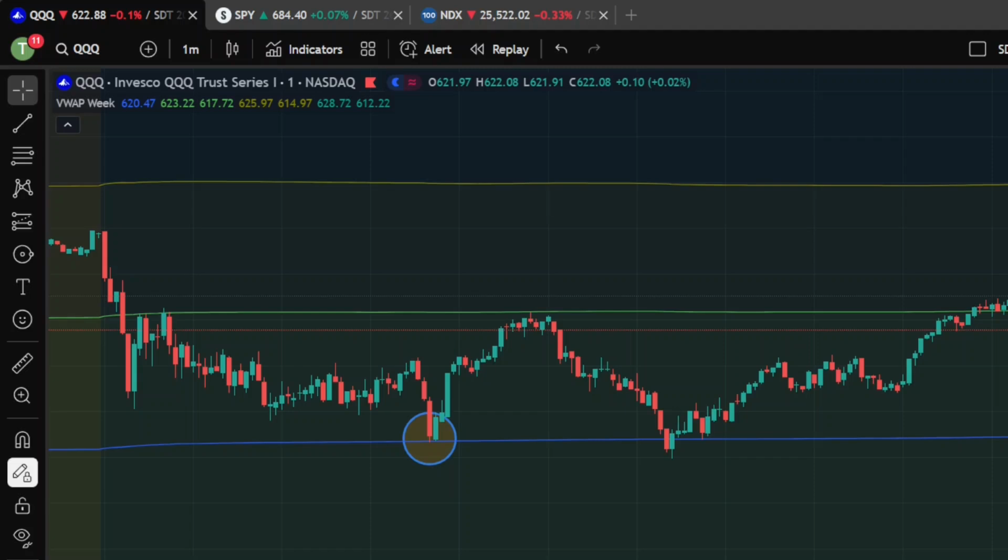The last clue is visible on the candlestick chart. We are touching the weekly VWAP. So we have a lot of confluence, meaning a lot of conviction in the trade.